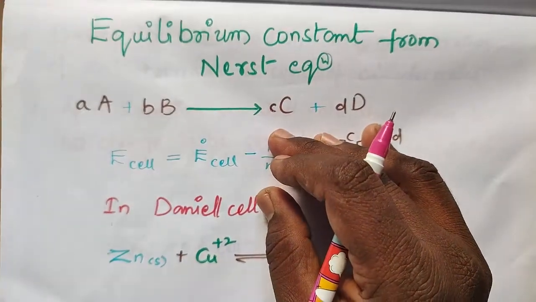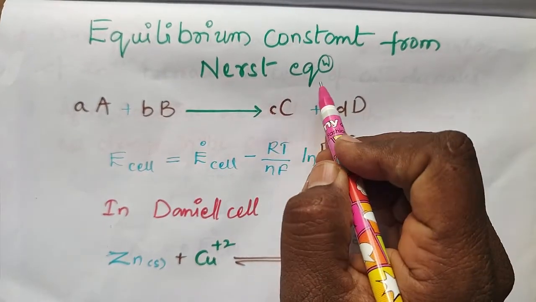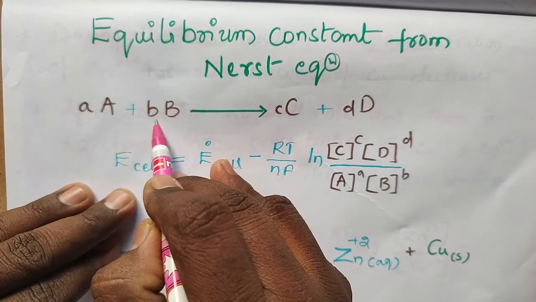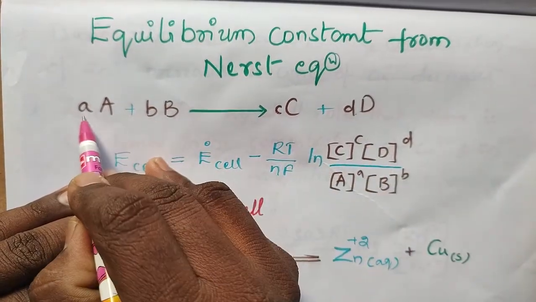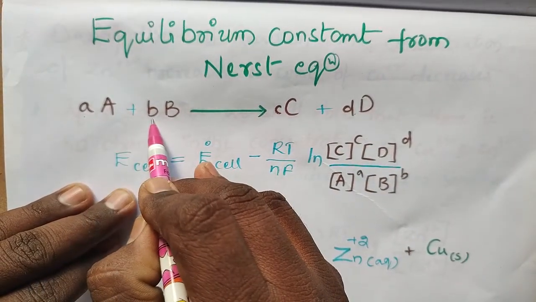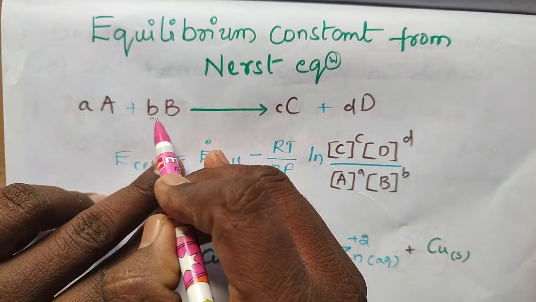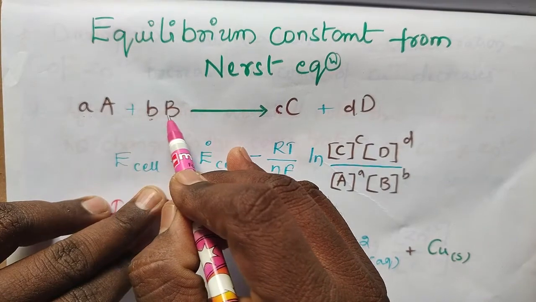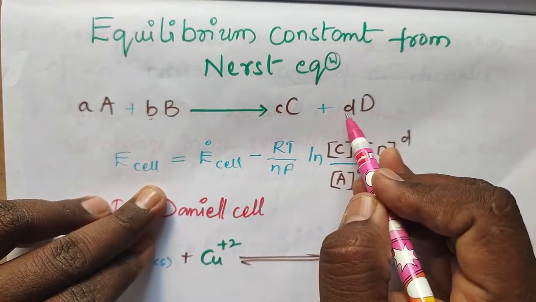Now the topic is equilibrium constant from the Nernst equation. For example, we take one reaction where reactants are converted to products. These are the stoichiometric coefficients: small a, capital A plus small b, capital B gives rise to small c, capital C plus small d, capital D.